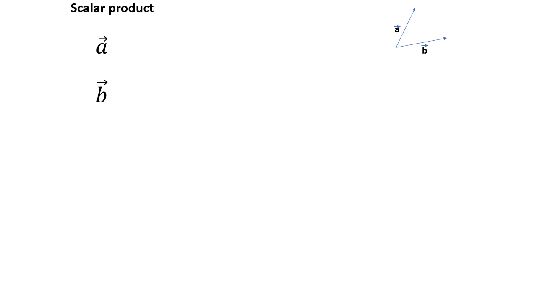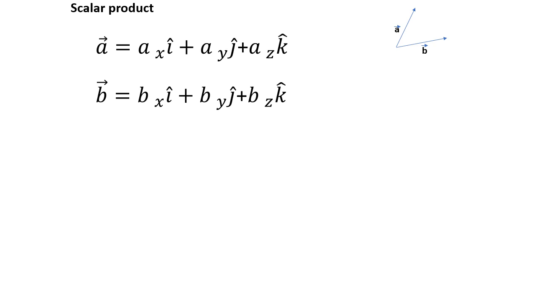Here you see there are two vectors A and B. They are not parallel to each other. A is represented as AX i plus AY j plus AZ k, where AX, AY and AZ are the magnitudes of components along the X, Y and Z directions. Here i, j, k represent the X, Y and Z directions. Similarly, another vector B is represented as BX i plus BY j plus BZ k.